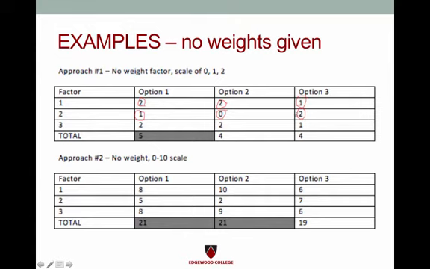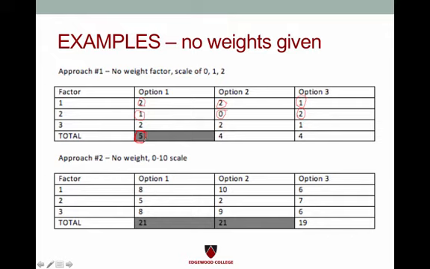And you continue this for the other factor, and if you add up the numbers, you end up getting a total score of 5 for option 1. So in this particular case, that would be your best option to consider. Yes, it's only 1 point better than the others, but in this very crude model with no weight factors and just a scale of 0, 1, and 2, that turns out to be the best one.